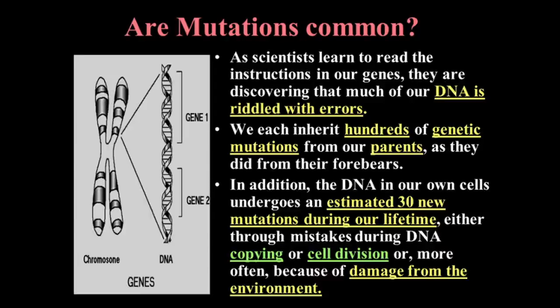In addition to this, the DNA in our own cells undergoes an estimated average of 30 new mutations during our lifetimes. This is a very important thing: mutations continue not only in our forebears, parents and grandparents, but we are also facing the same situation. It means a general trend is that we undergo an average of 30 new mutations during our lifetime, either through mistakes during DNA copying or cell division, or more often because of damage from the environment. These are the simple factors which result in these 30 mutations.